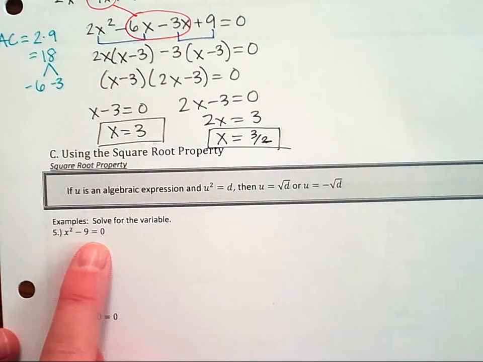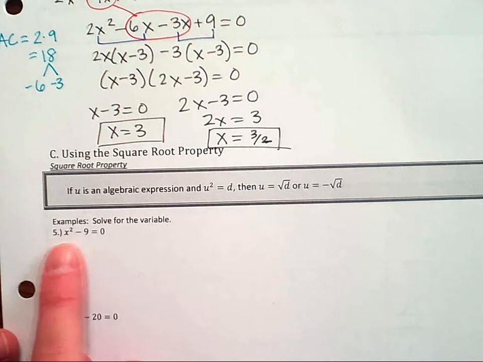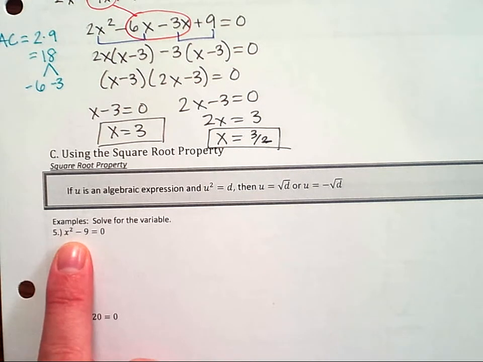As you can see in this example, I don't have the linear term. Number 7 is a little bit different, but that's typically what you're going to see. And this you can factor, right? How do you factor x squared minus 9? X minus 3, x plus 3.